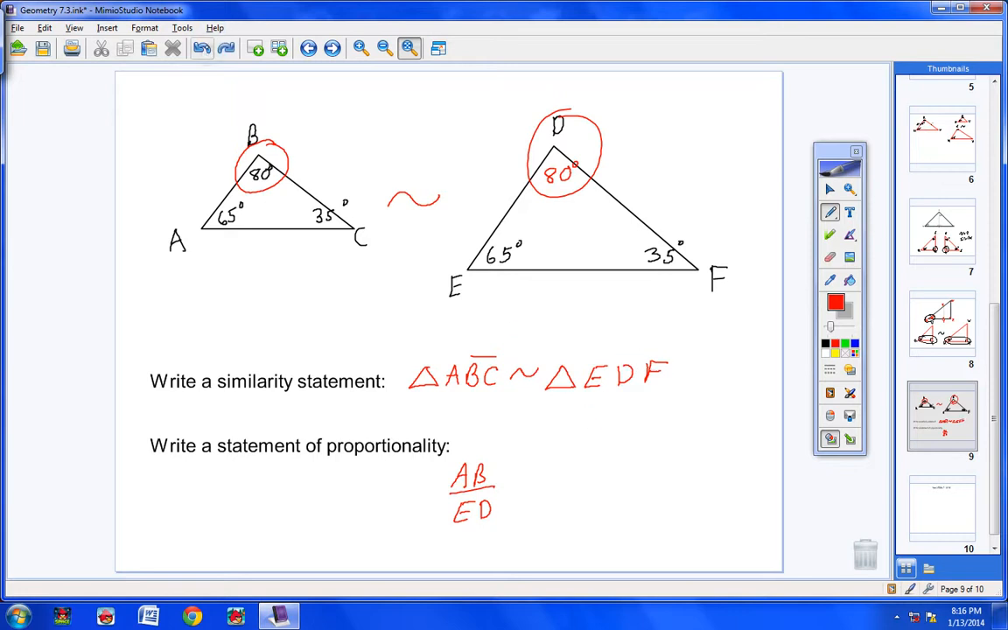And then the next two letters are BC, and the next two letters over here are DF. So I know that BC corresponds with DF. And then lastly, A and C, first and last letters, correspond with E and F, first and last letters. So I would have AC over EF. There we go. And you just wrote a statement of proportionality, which is what we learned how to do yesterday.